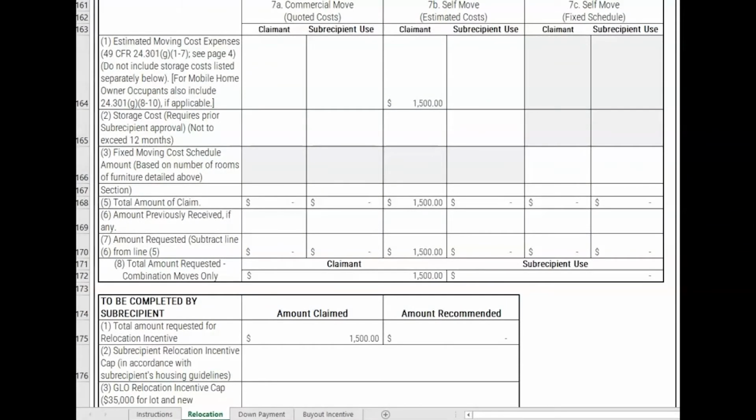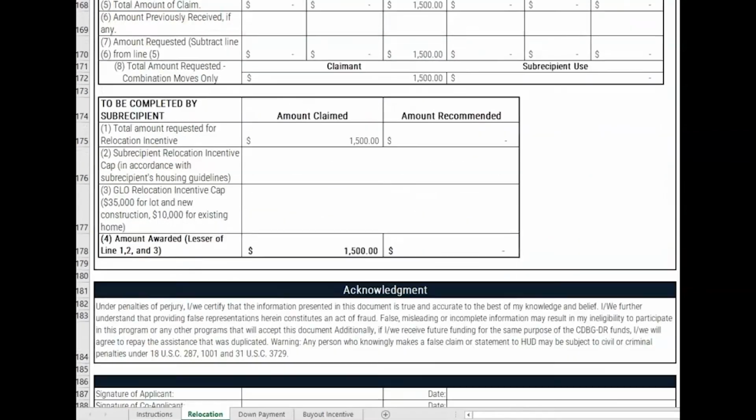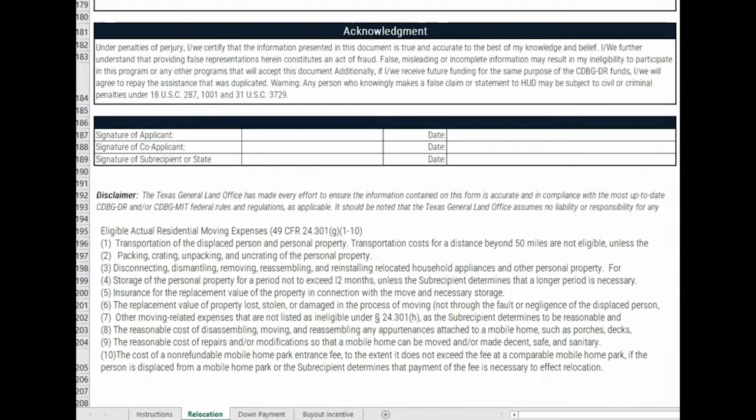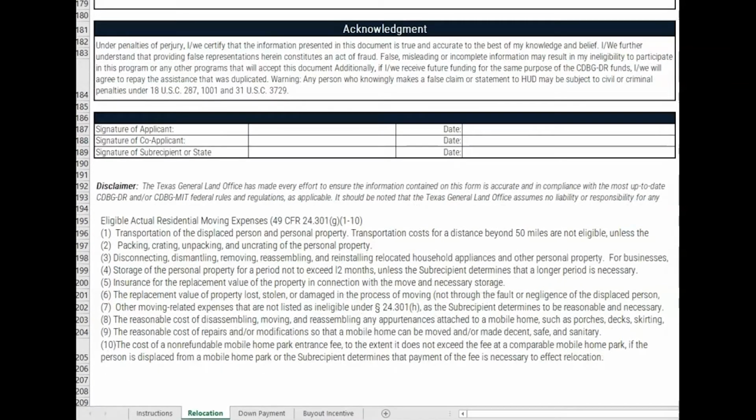Finally, after the application is completed and all documentation attached, the applicant, and if applicable, co-applicant, will need to sign and date the form certifying that the information presented in this document is true and accurate to the best of their knowledge and belief, and that they understand that providing false representations herein constitutes an act of fraud. False, misleading, or incomplete information may result in ineligibility to participate in this program or any other programs that will accept this document.